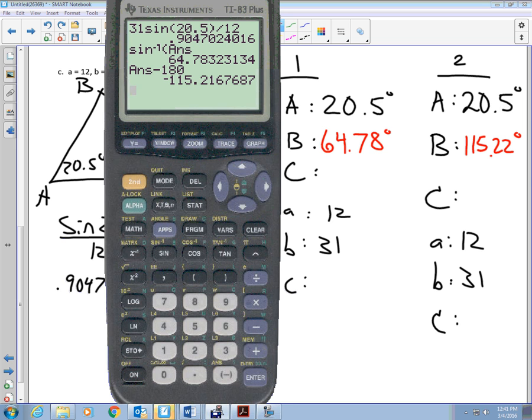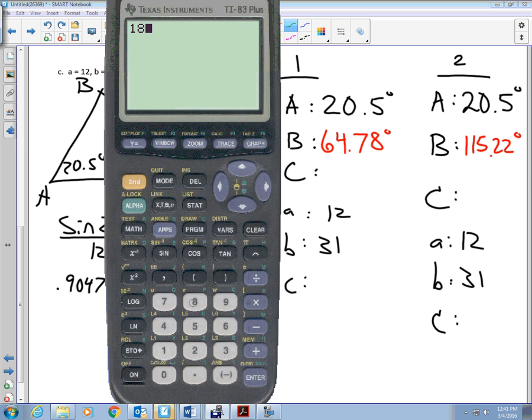You can see that angle B is where we really start to differentiate between the two triangles. Can I now find angle C? Will it be the same for each triangle or different for each triangle? It'll be different. So 180 minus 20.5 minus 64.78, I get 94.72. The other one, 180 minus 115.22 minus 20.5, I get 44.28.